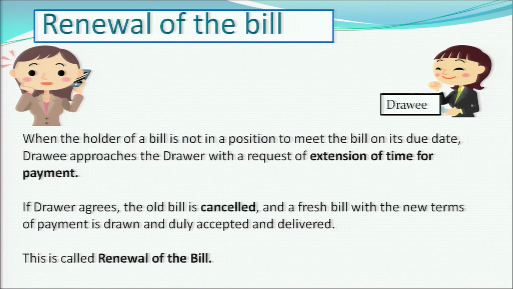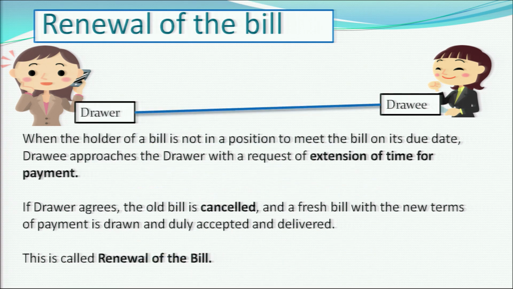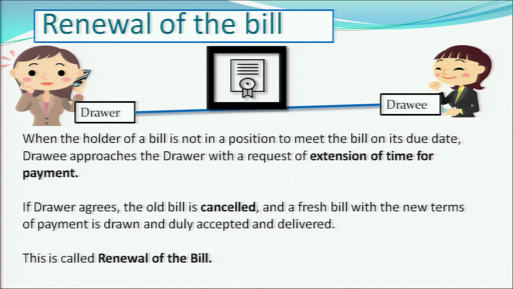Next is renewal of the bill. What is renewal of the bill? Here, the drawee, the acceptor of the bill, is not in a position to meet the bill on its due date. So the drawee approaches the drawer with a request. He or she requests him to extend the time of the bill. If the drawer agrees, then we are going to cancel the old bill and renew it with a new bill. We are going to start with a fresh bill.